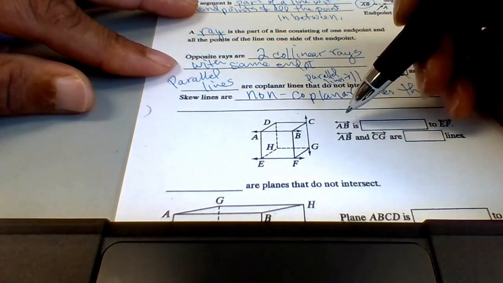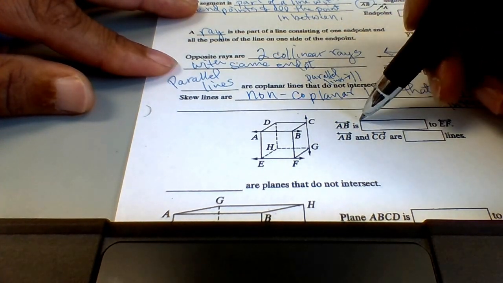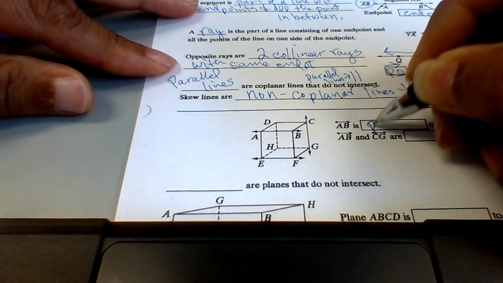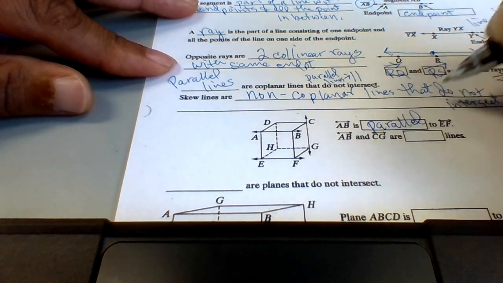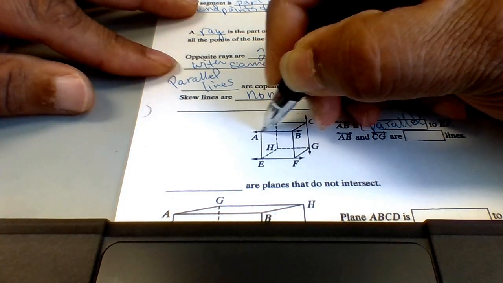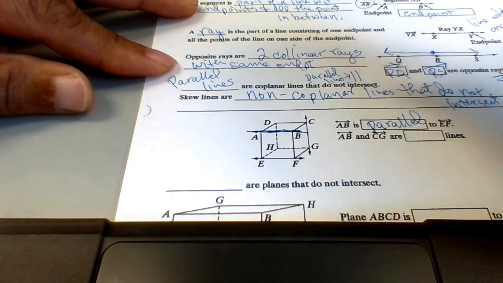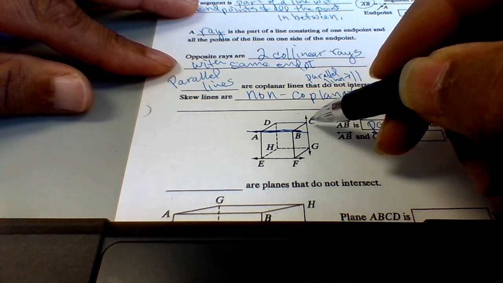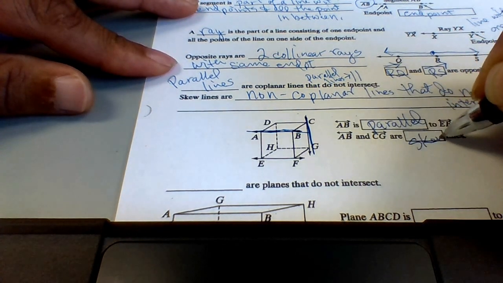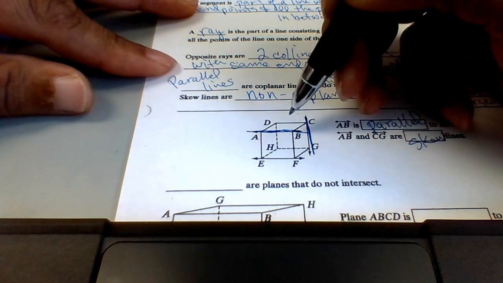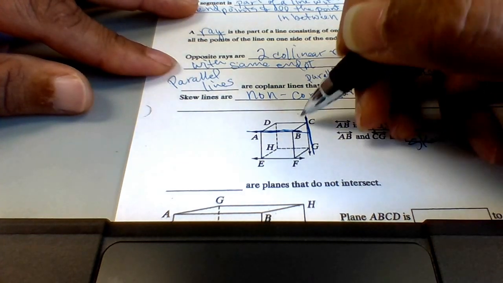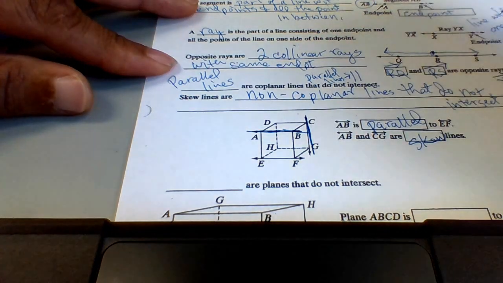So for example here, AB and EF are parallel. AB is parallel to EF. AB and CG are skew. So this is an example of skew. AB goes this direction, CG goes up and down, and those two will never touch one another.